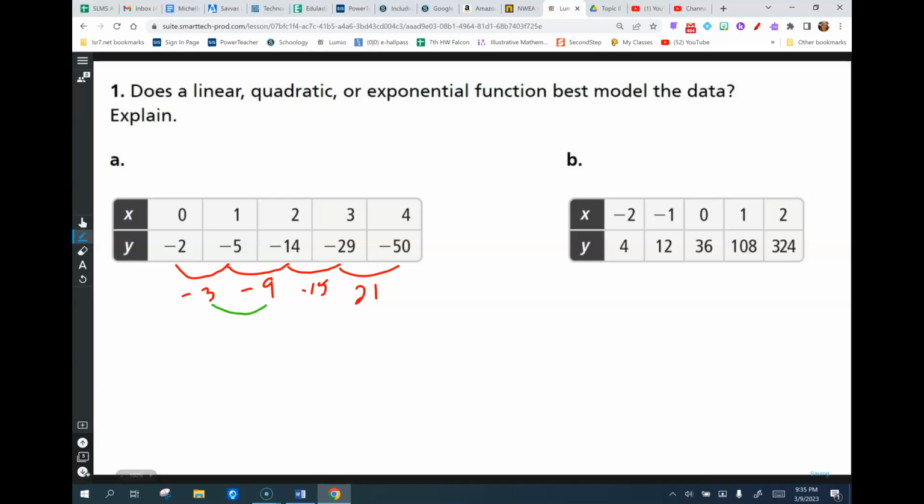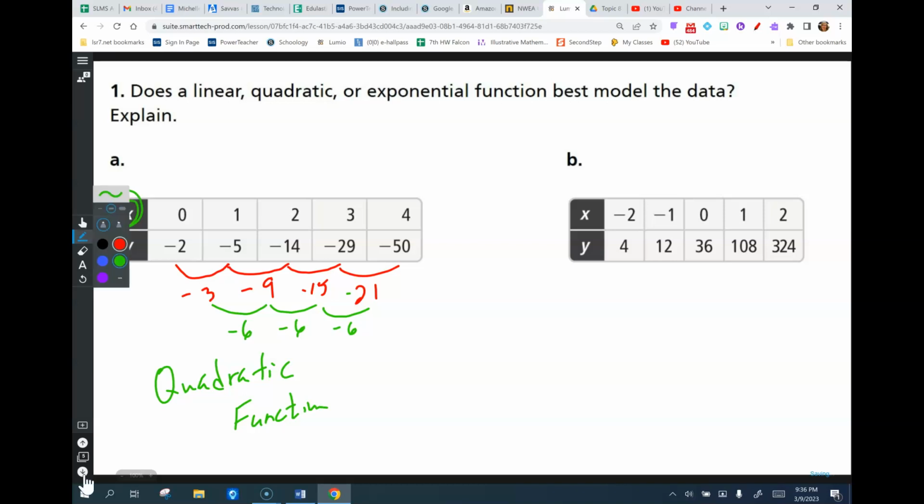What's the difference here? Well, that goes down by 6. What's the difference here? Goes down by 6. Goes down by 6. What do we have, people? That's right, we have a quadratic. And if we were to graph this, this would be a parabola. So that is a quadratic function. Okay, so you always check for linear first. Actually, you have to check for x first. Make sure it changes by the same amount.